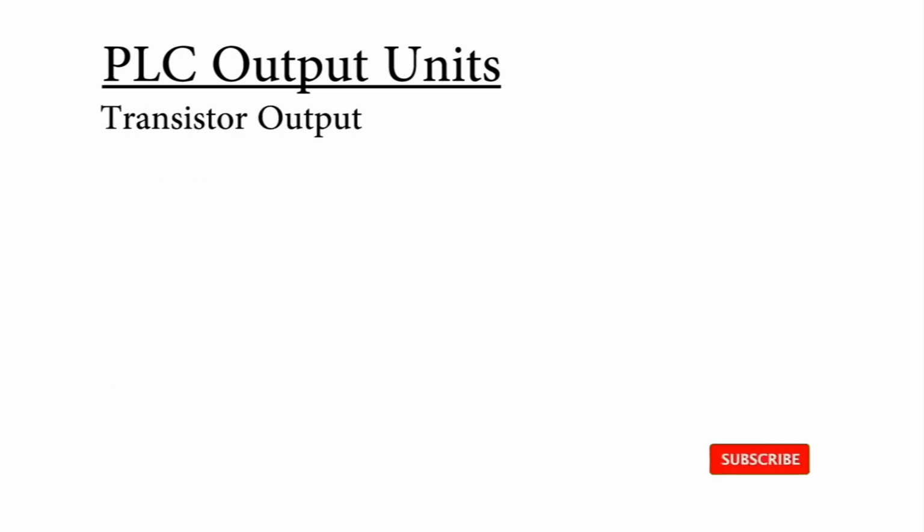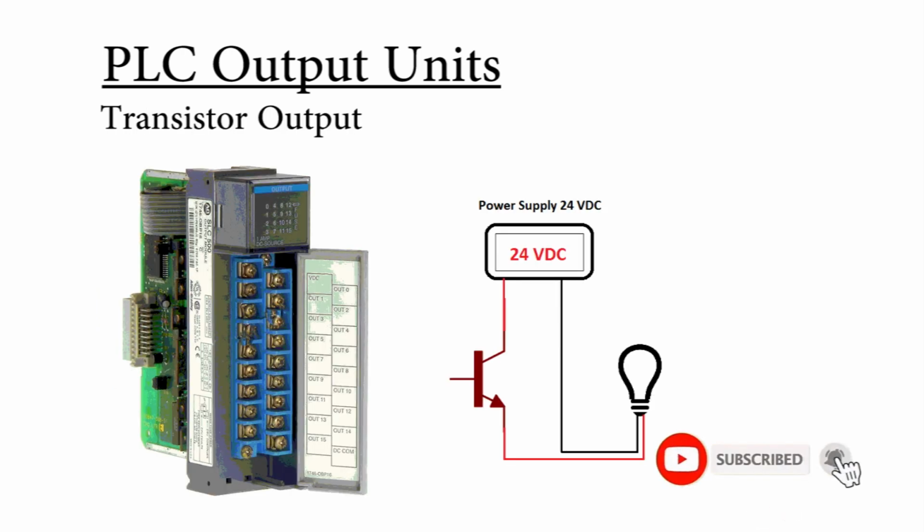A transistor output is a solid state device that handles small to medium amounts of current. Most transistor outputs in our PLC can handle only small voltage up to 24 volt DC. When the output signal of the PLC gives a signal on the base of the transistor, it allows the current to flow from the collector to the emitter through the load.